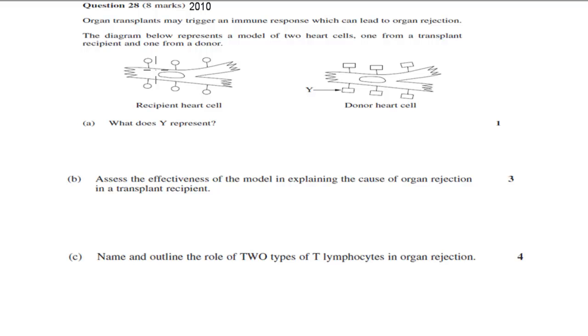So the question itself says, organ transplants may trigger an immune response, which can lead to organ rejection. The diagram below represents a model of 2 heart cells, one from a transplant recipient and one from a donor. A. What does Y represent? B. Assess the effectiveness of the model and explain the cause of organ rejection in the transplant patient. And C. Name and outline the role of 2 types of T lymphocytes in organ rejection, for 4 marks. So when you're ready, pause the video and attempt the question.